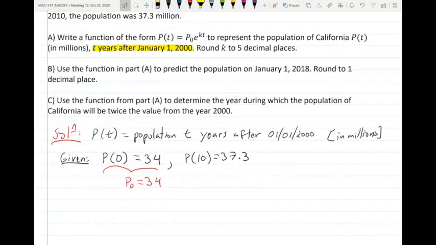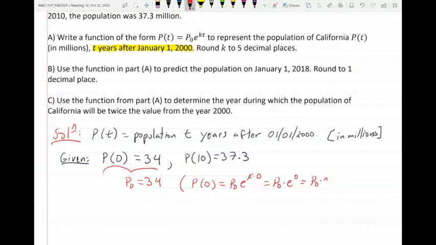You notice, what I'm saying is, if you plug in 0 into P, what do we get? We get P0 times e to the k times 0, plus P0 times e to the 0, which is 1. So P of 0 is the same thing as P subscript 0. That's what the subscript 0 means. It's the value of the function at 0. So the initial population is 34.